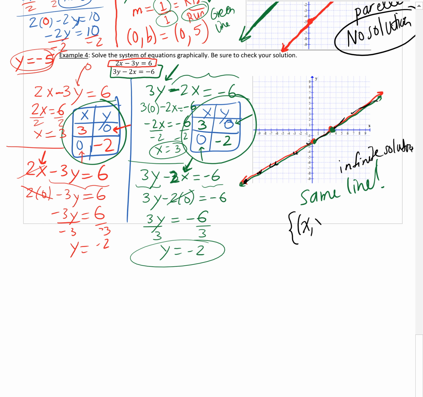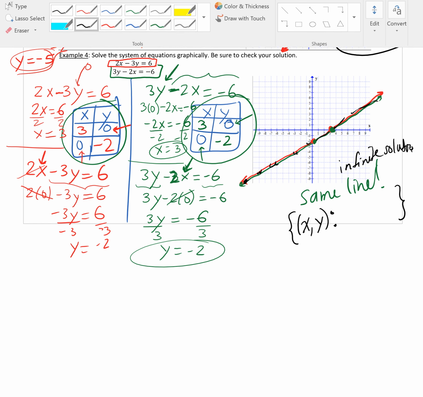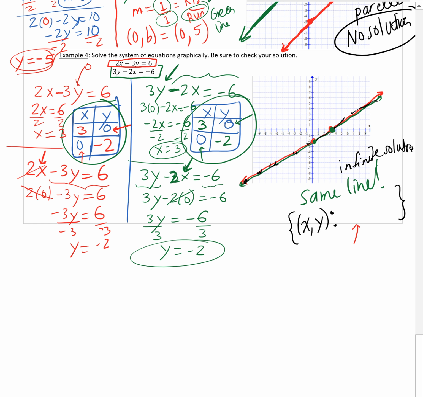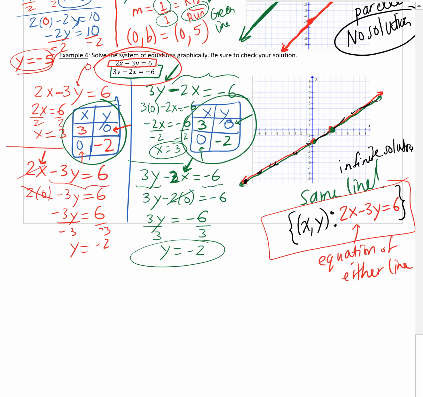But the way they want you to write it is this set builder notation. So it always looks like this, and all you have to do is, next to this colon, just put the equation of either line. Since they're the same line, it doesn't matter. You can look back at the original ones and say, which one do I like better? Yeah, the top one. 2x minus 3y equals 6. So this is your real solution. It's infinitely many solutions. That's just a fancy way of saying all the points x, y such that they satisfy this equation, or pretty much all the points that are on this line.